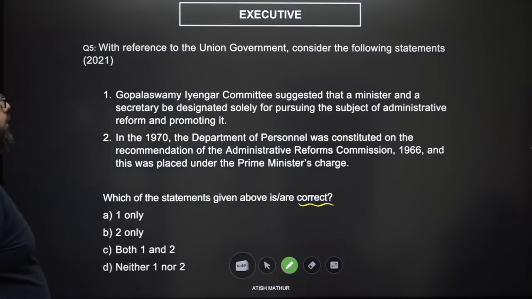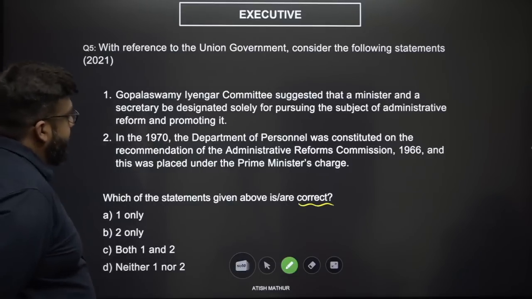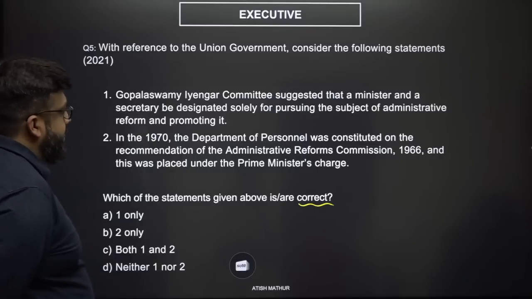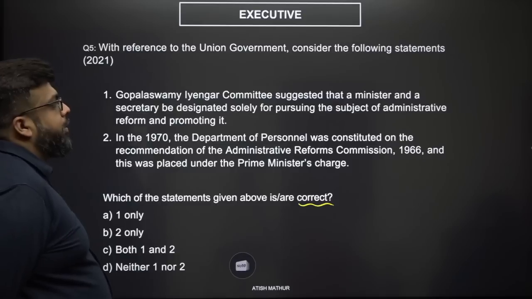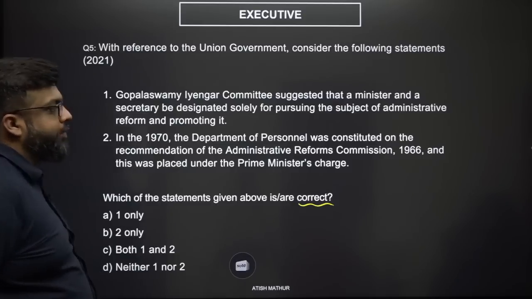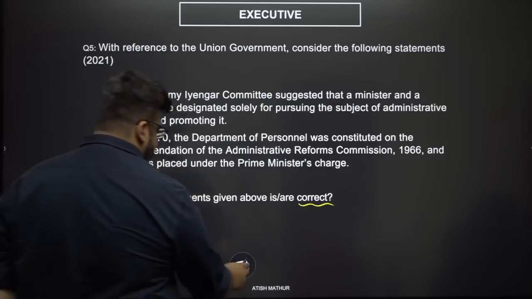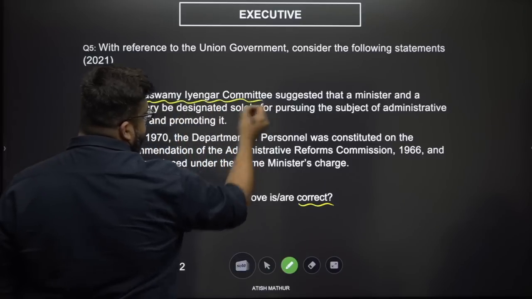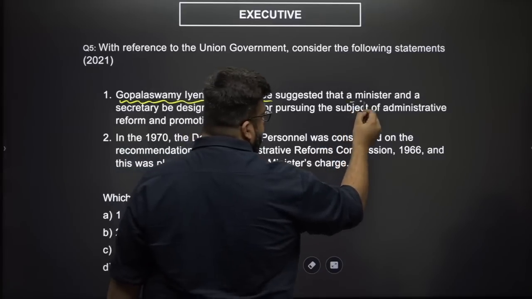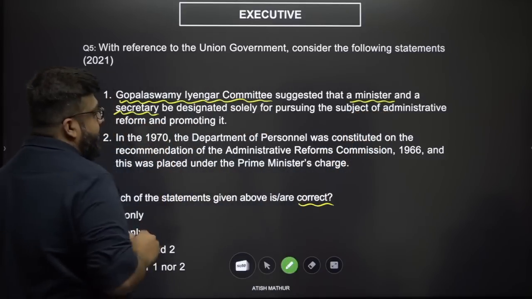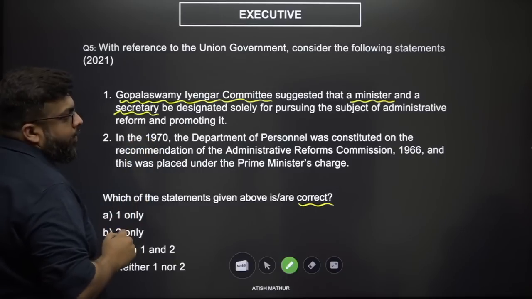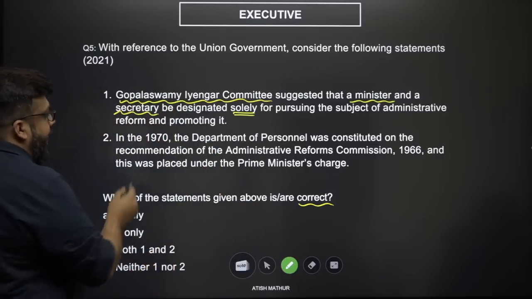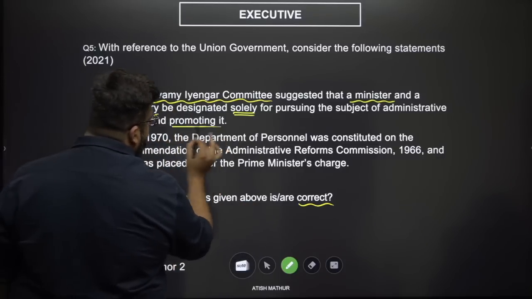So with reference to the union government, consider the following statements. First, the Gopalaswamy Iyengar Committee suggested that a minister and a secretary be designated solely for the purpose of the subject of administrative reform and promoting it. Let's look at some of the keywords. First is the Gopalaswamy Iyengar Committee. Second, it suggested that a minister and one secretary be designated solely for the purpose, which means only and only for pursuing the subject of administrative reform and promoting it.